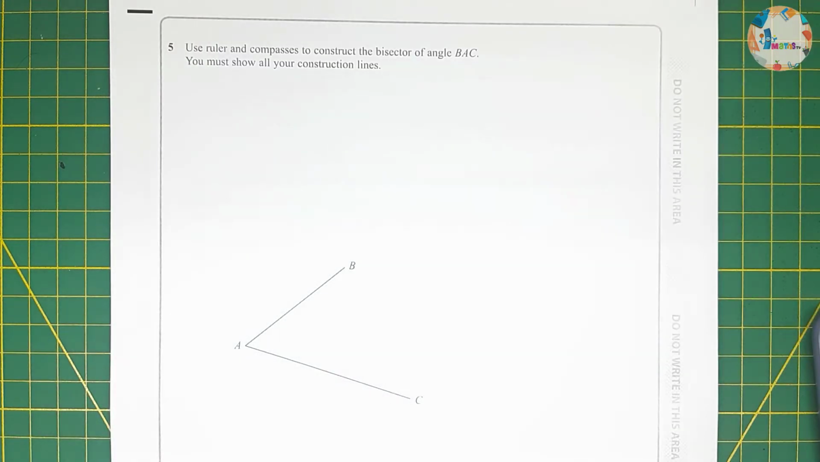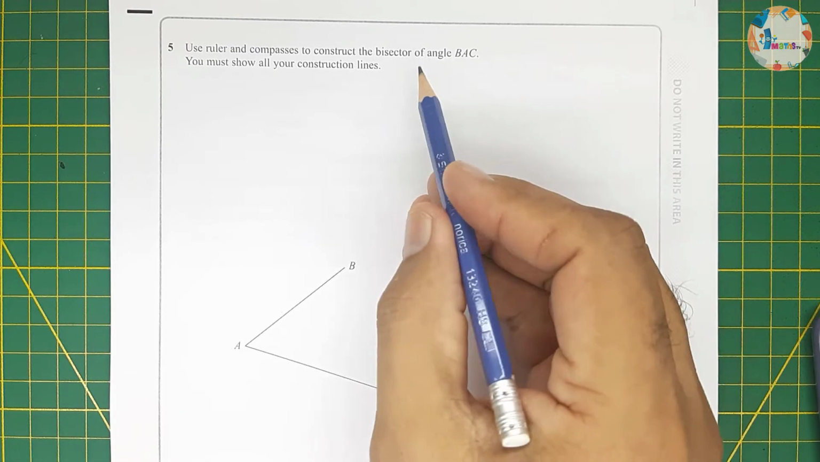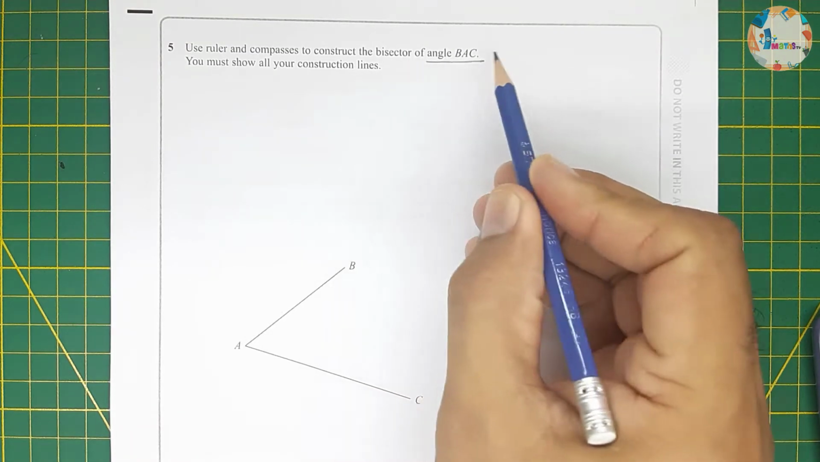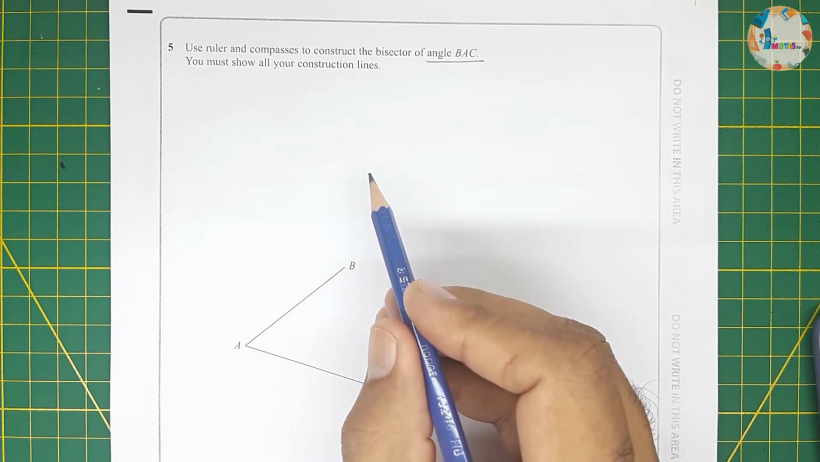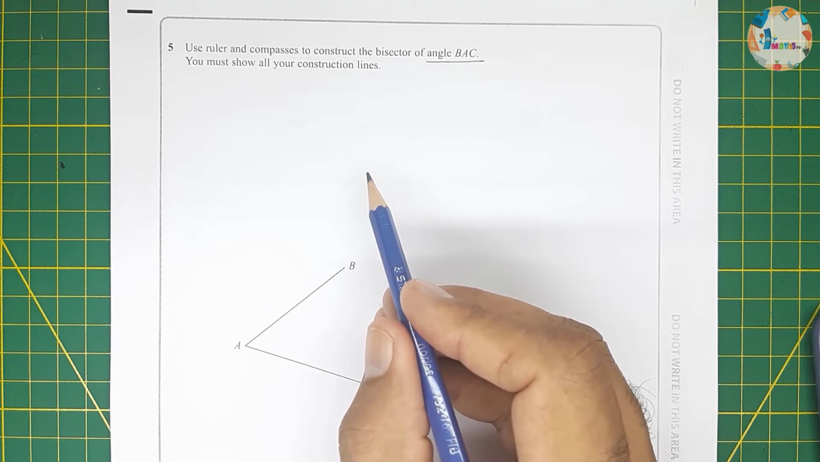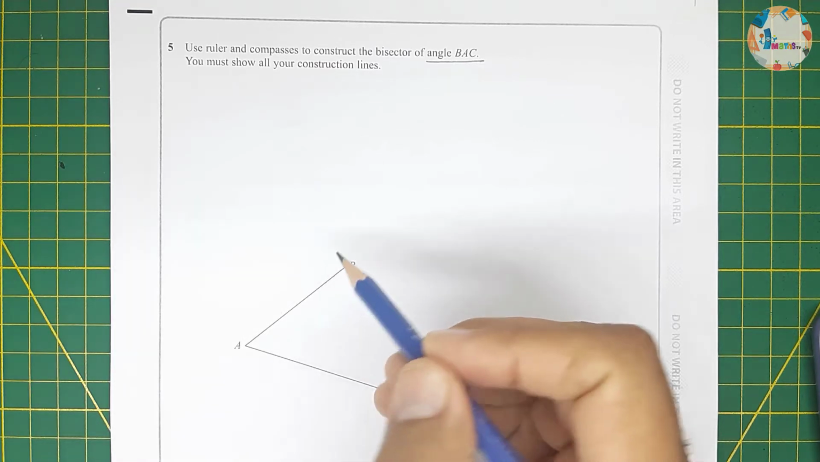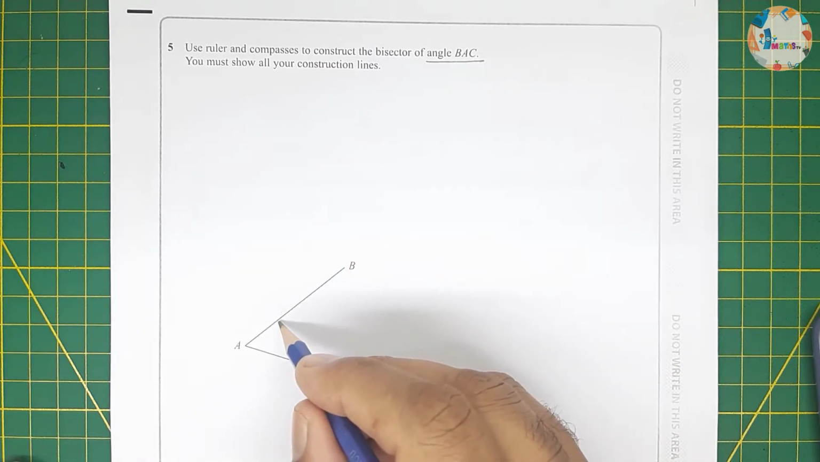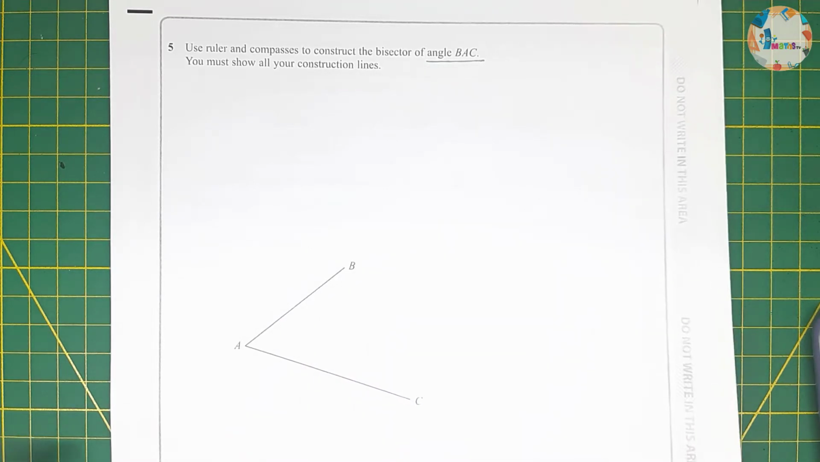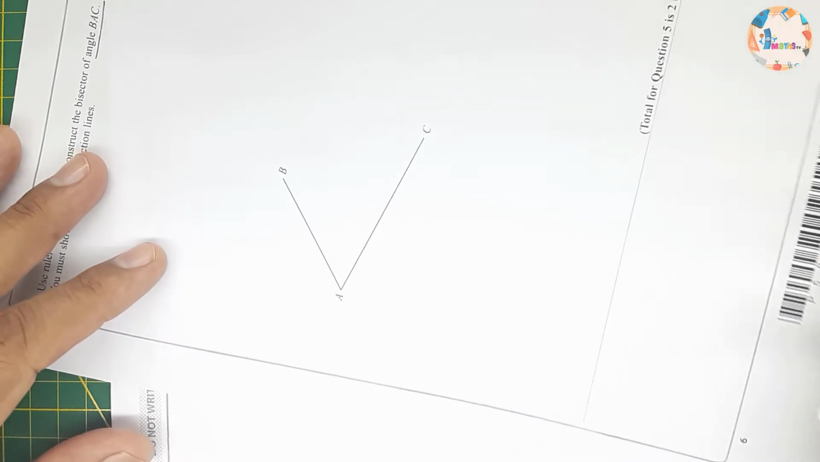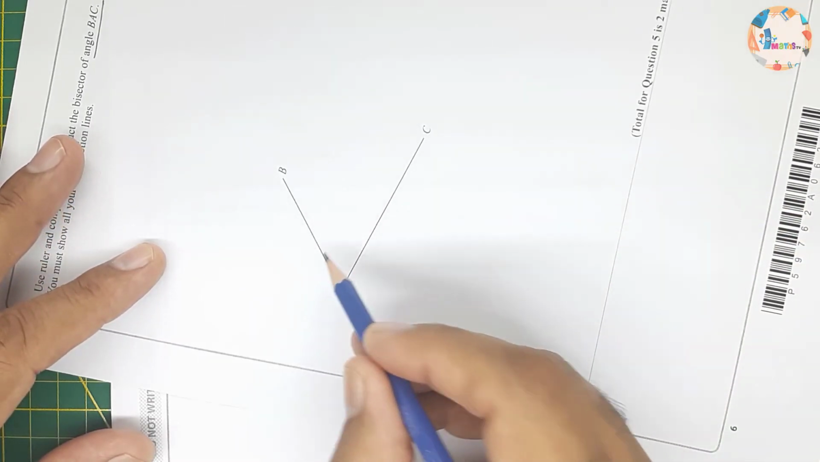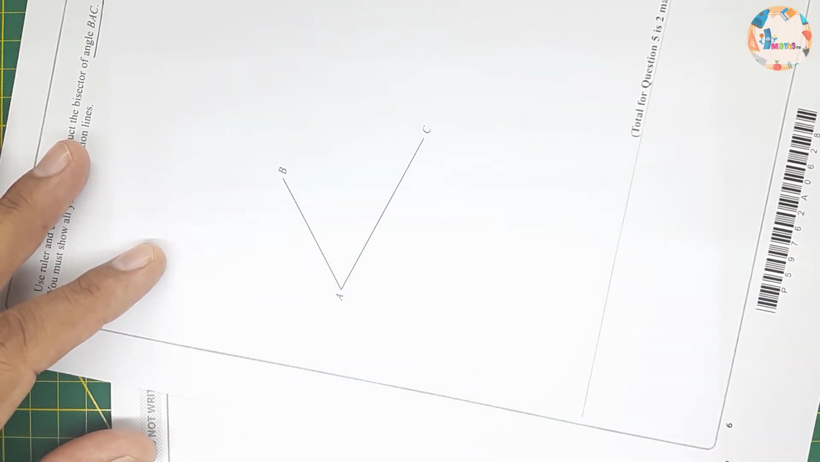Question number 5. Use ruler and compasses to construct the bisector of angle BAC. You must show all your construction lines. So we have to draw the angle bisector, and I'll move the page, and we can turn the page so that you can conveniently see. This is basically the angle for which we have to draw a bisector.